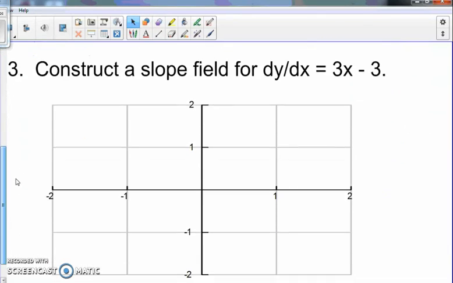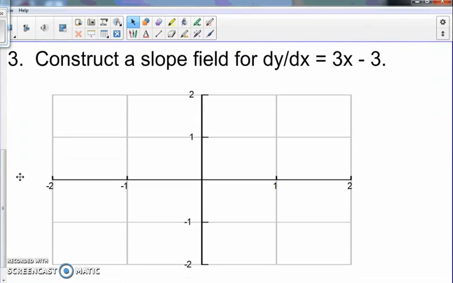So I want to construct a slope field for dy/dx = 3x - 3. What I'm going to do is calculate the slope at every integer point on this graph. And notice we're doing a very small interval, just from -2 to 2. We're basically going to do it at every single one of these corners on my graph. So even though it's a small area, I'm going to end up doing 25 different points by the time I'm done. So all you would do is pick a point.